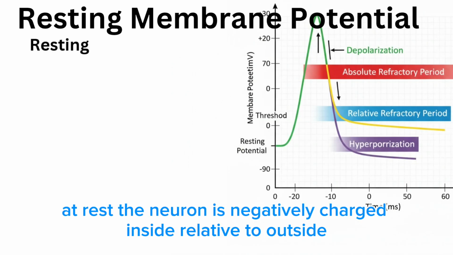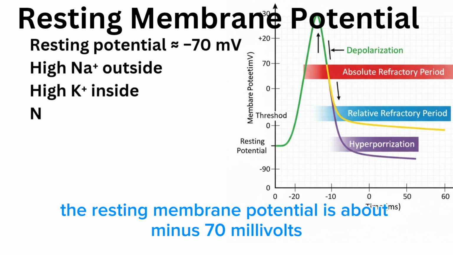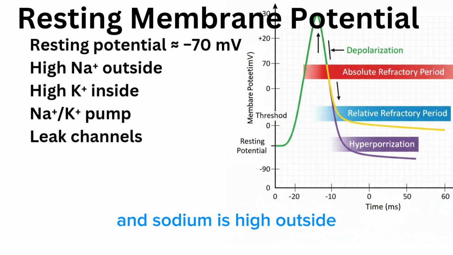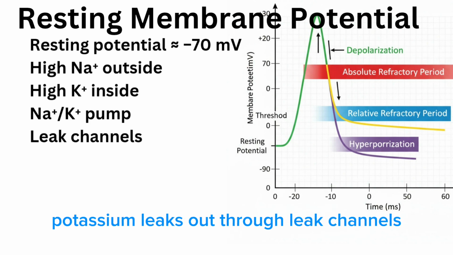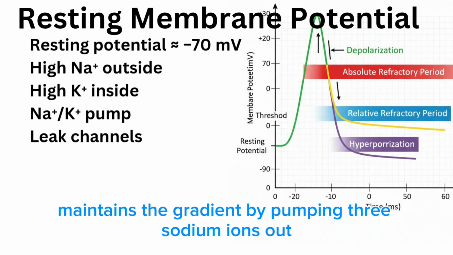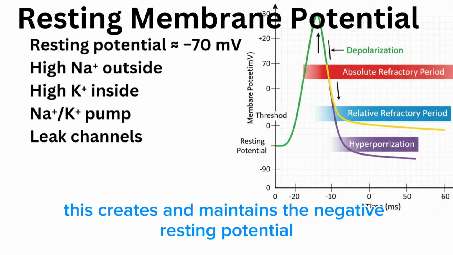At rest, the neuron is negatively charged inside relative to outside. The resting membrane potential is about minus 70 millivolts. Why negative? Because potassium concentration is high inside the cell and sodium is high outside. Potassium leaks out through leak channels. The sodium-potassium pump maintains the gradient by pumping 3 sodium ions out and 2 potassium ions in. This creates and maintains the negative resting potential.